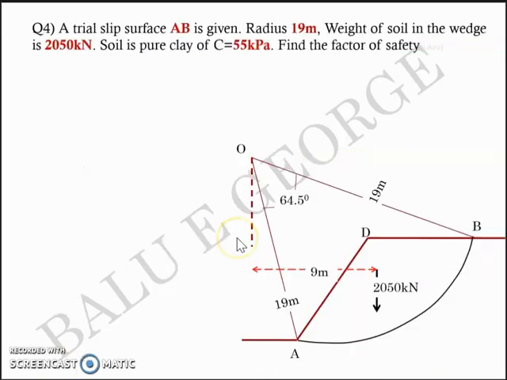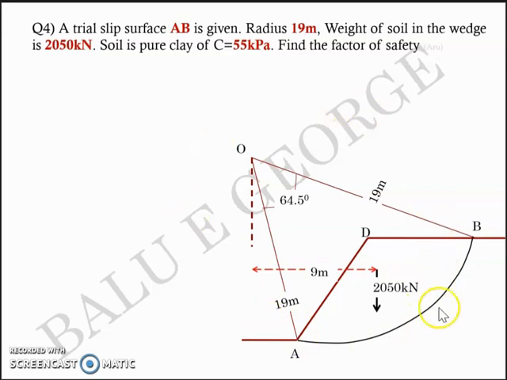Next question. A trial slip surface AB is given. The radius is 19 meter. Weight of the soil in the wedge is 2050 kilonewton. The soil is pure clay of cohesion 55 kilopascals. Find the factor of safety.